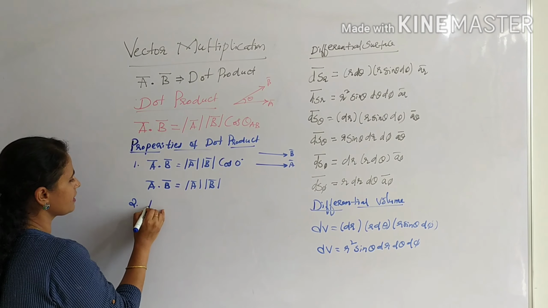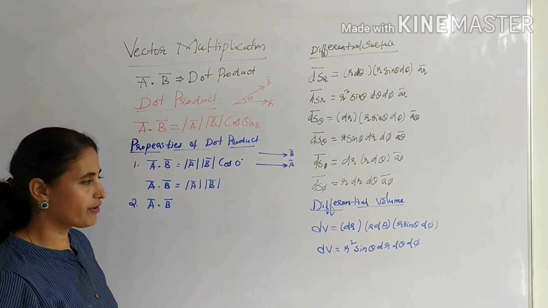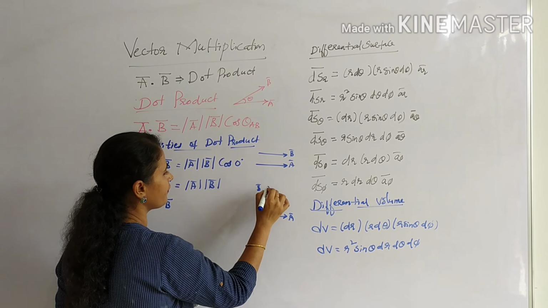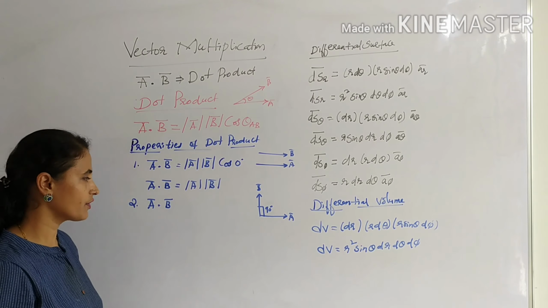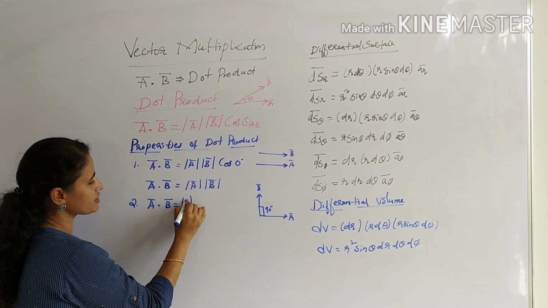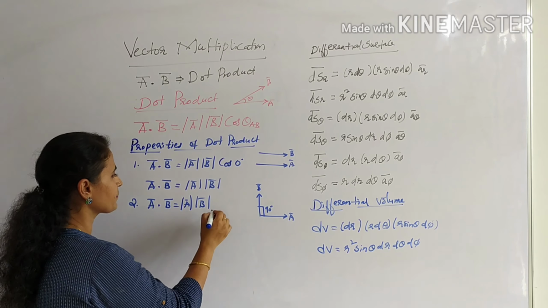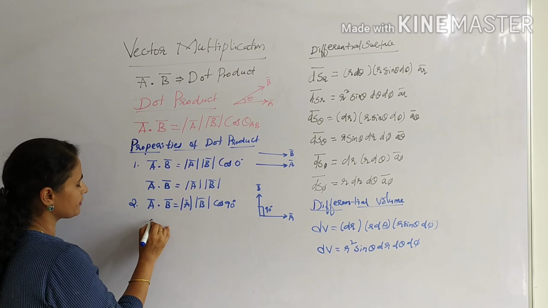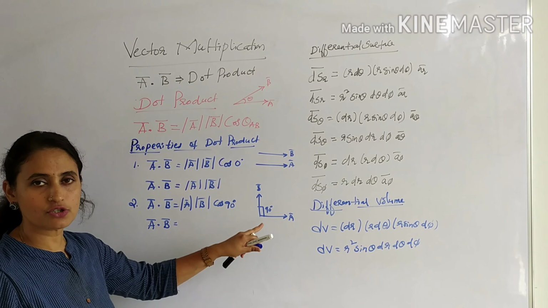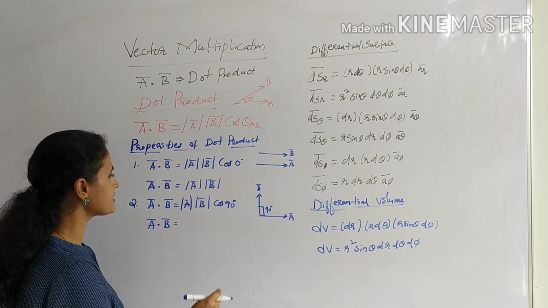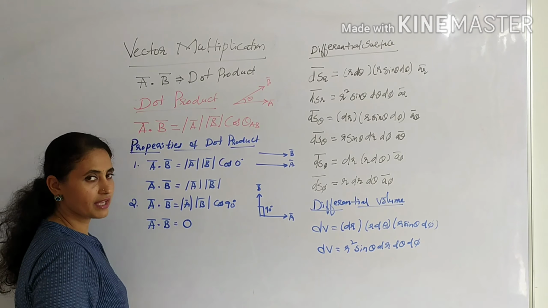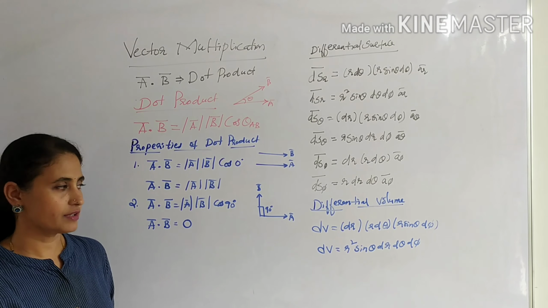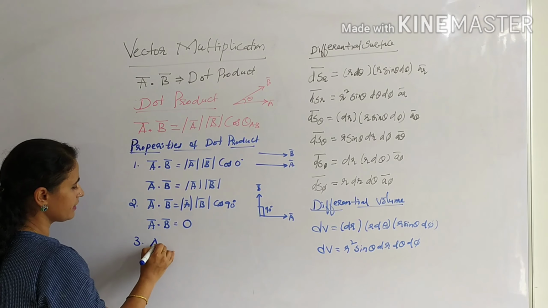Second case: the dot product of two vectors that are perpendicular to each other, meaning they make an angle of 90 degrees. It is given by the magnitude of the first vector, the magnitude of the second vector, and cos of 90 degrees. Cos 90 is 0, so the dot product is zero if the two vectors are perpendicular to each other.